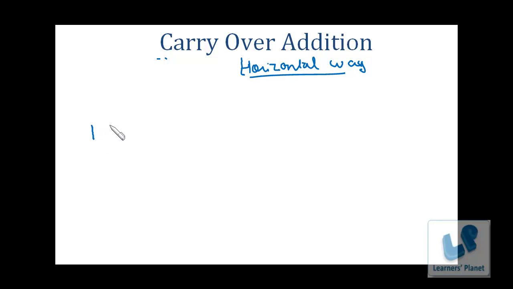Suppose 17 plus 17. Okay, now we'll write t over here, u over here, t over here, u over here, and again t over here and u over here. So write the answers over here. Now what do we do first?